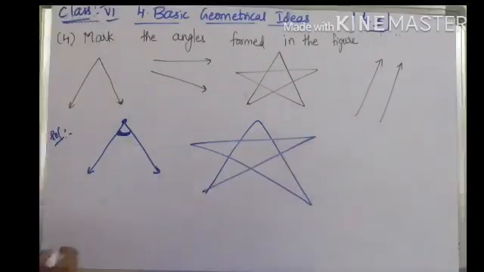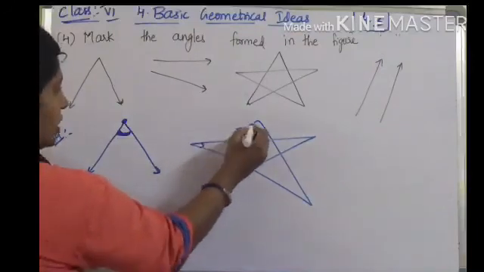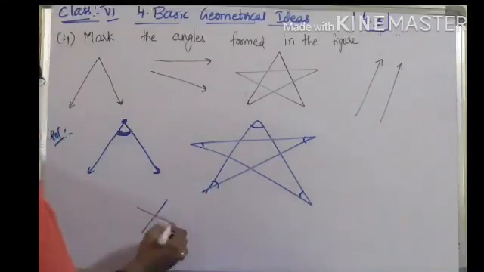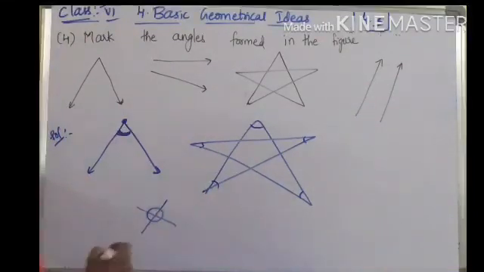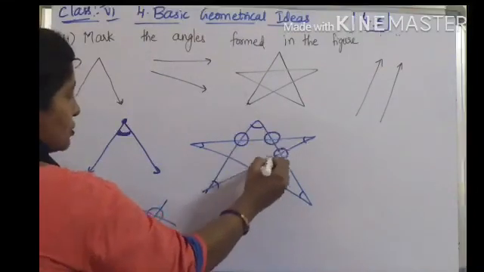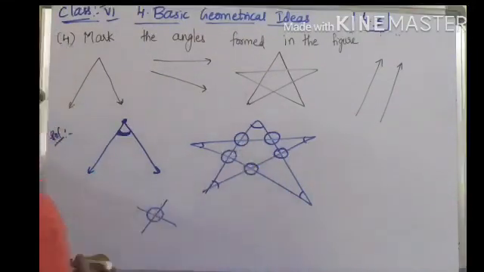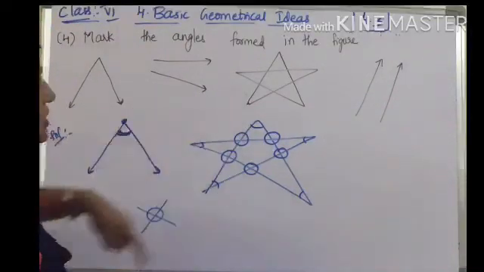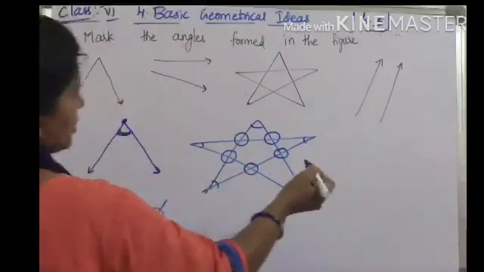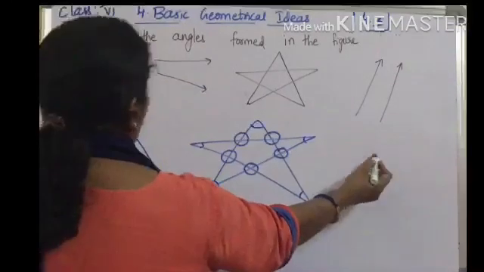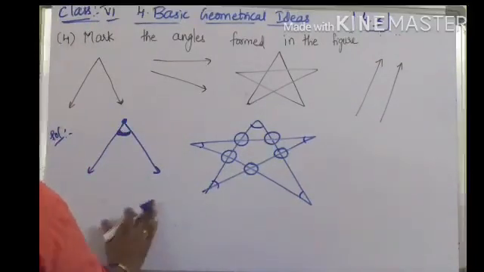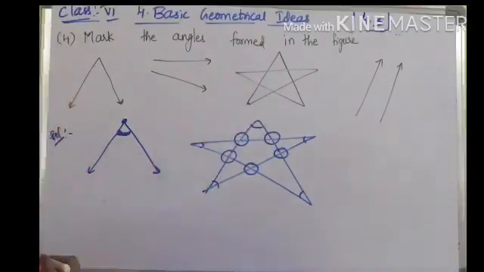Where is a corner here? If you see, these are the corners, here we can mark an angle, all of these. Whenever two lines intersect, four angles are formed. Here if you observe these four angles, and here also four, here also four, here also four, here also four. So these many angles are formed in this star figure. And coming to the last one, here there is no point of intersection, so there is no corner, so we cannot mark an angle here. So this is the answer, children. So by this we completed exercise 4.3.